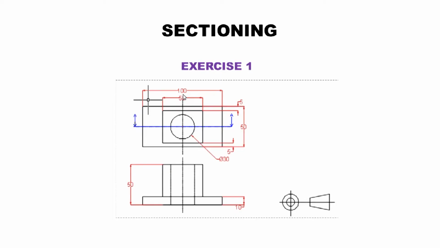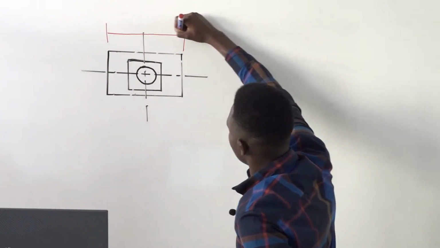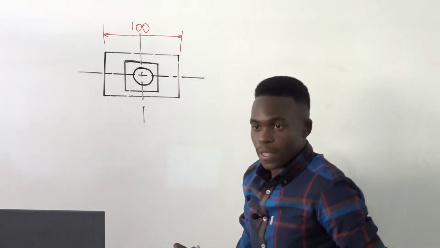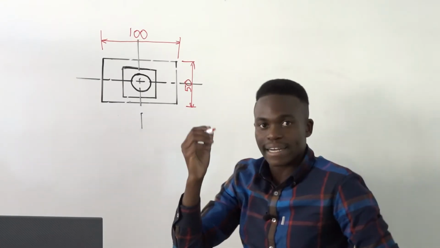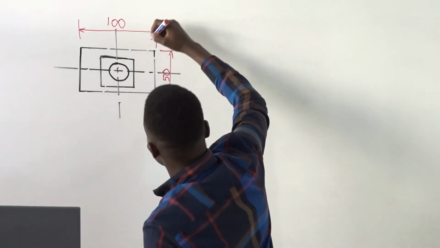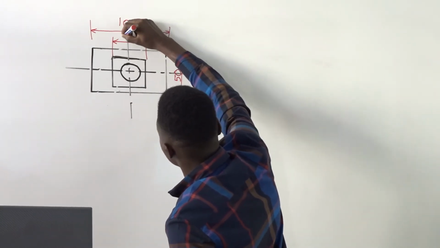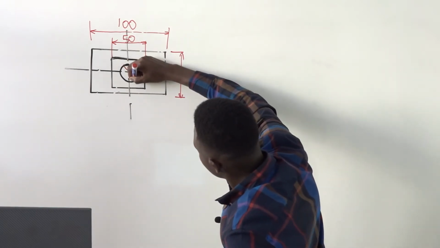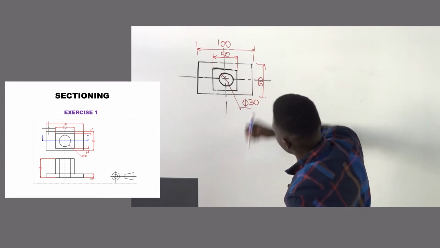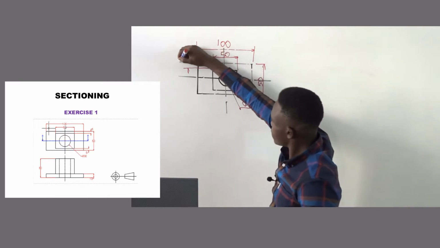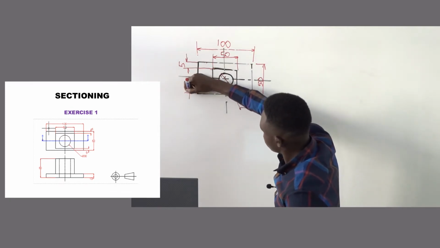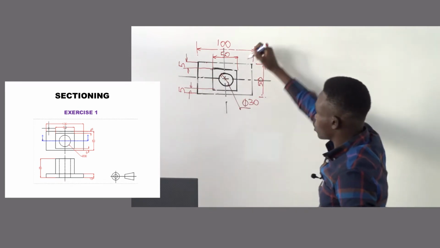So let's go to the next part. We are going to do an exercise based on third angle orthographic projection sectioning. Then I'm going to insert my dimensions using a red color. From here to there, it's 100 millimeters. From here to there, it's 50 millimeters. You must print. Do not write with your handwriting. We're printing. Then from here to there, it's 50 millimeters. The diameter of the circle is 30 millimeters. The thickness from here to there is 5 millimeters. Also from here to there, 5 millimeters. This is the top view.